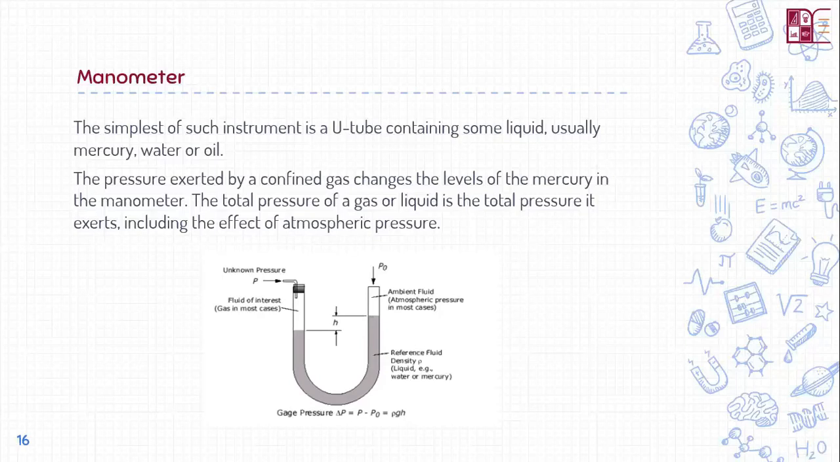And we check the change in levels of height. So the gauge pressure is, as you can see, the change in pressure: P minus the atmospheric pressure equals rho g h. The pressure exerted by a confined gas changes the levels of the mercury in the manometer. The total pressure of a gas or liquid is the total pressure it exerts, including the effect of the atmospheric pressure.